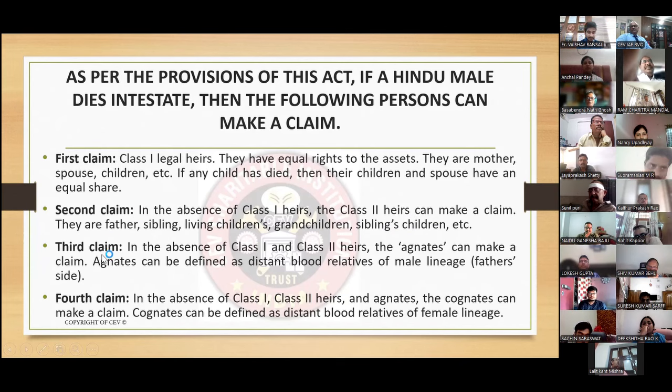Here you must concentrate on the second claim. Father comes in the second claim, not in the first claim. Father is a class 2 heir, not a class 1 heir. You must know this.